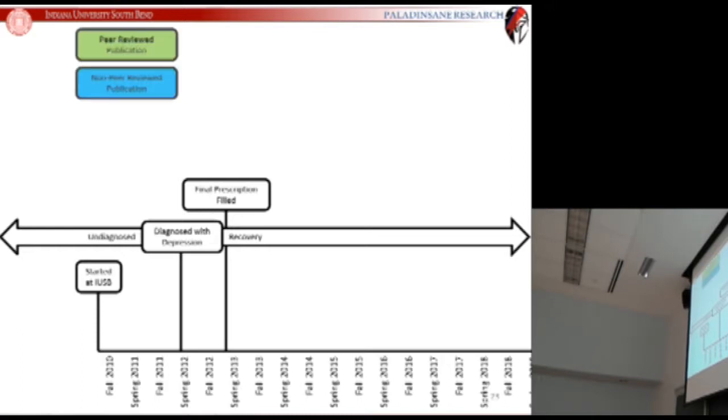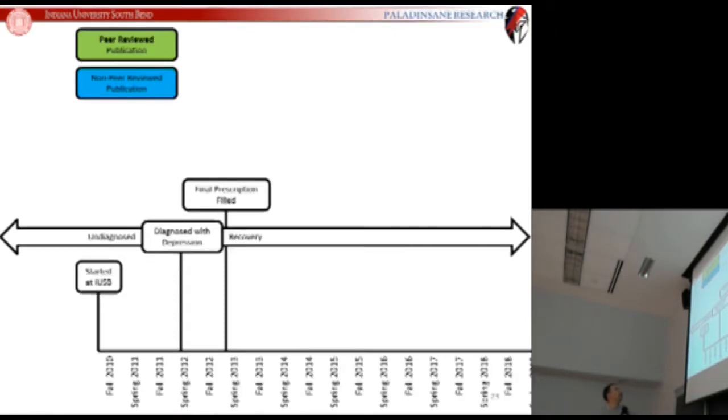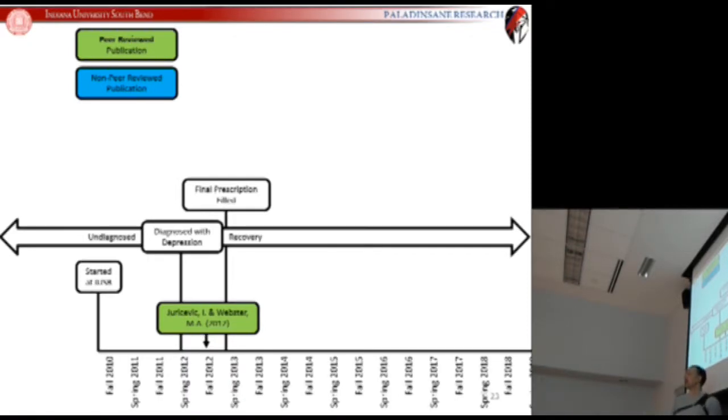For professors at a university, one of the things they look at to see how successful you are, how productive you are, how good you are at your job, is your publications, right? How many articles have you put out? How much research have you published in a professional journal? So when I was in the thick of it, at my worst, I was able to squeeze out one publication. So since starting at IUSB, two years later, I was able to get one publication. That's not a lot, right? That's what depression can do for you.